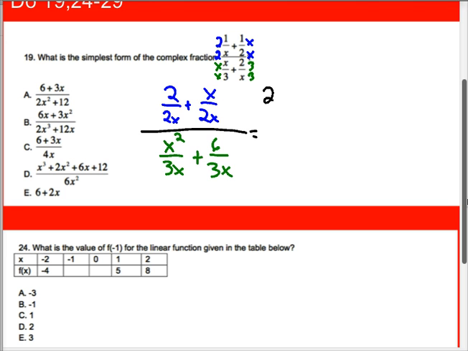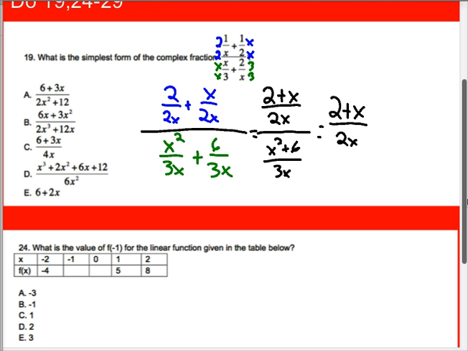So that's going to give me 2 plus x over 2x. Remember, you can just add the tops when you have common denominators. Then x squared plus 6 over 3x. And then when you're dividing, remember, you can multiply by the reciprocal. So multiplying by the reciprocal, you're going to have 2 plus x over 2x, and then you're going to be multiplying by 3x over x squared plus 6.